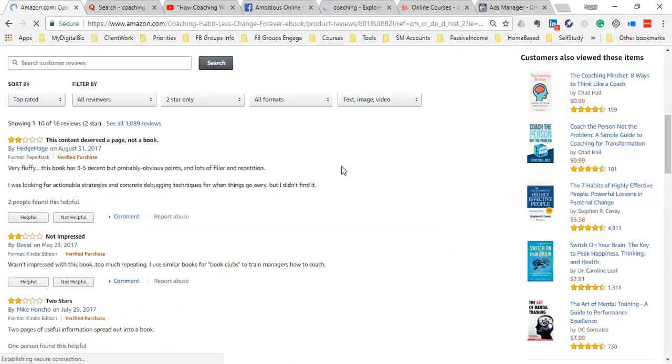All right, so look at this. It says here that it's very fluffy. That's not good feedback, but it's something that provides an insight: in any content that you put out there, it needs to have no fluff at all. Another says: 3 to 5 decent, but probably obvious points, lots of filler and repetition. I was looking for actionable strategies and concrete debugging techniques for when things go awry, but I didn't find it. That's an example of an expectation that was not met.